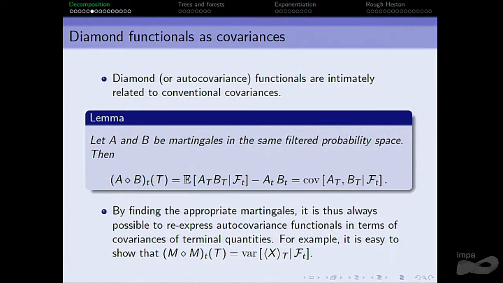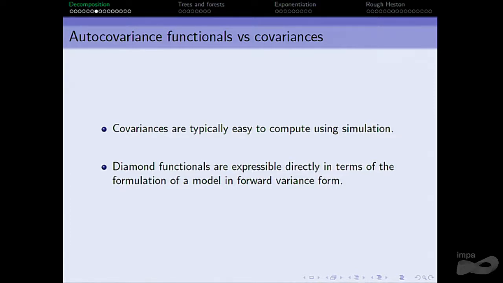I can see somebody who's looking skeptical, and he's saying, well, what's interesting about diamonds if they're just moments? Well, because sometimes it's easy to compute moments, and sometimes it's easy to compute autocovariance functionals. And we're going to see that for stochastic volatility models, it's much easier to compute the autocovariance functional. It's easy to simulate the moments. So that's my point here.